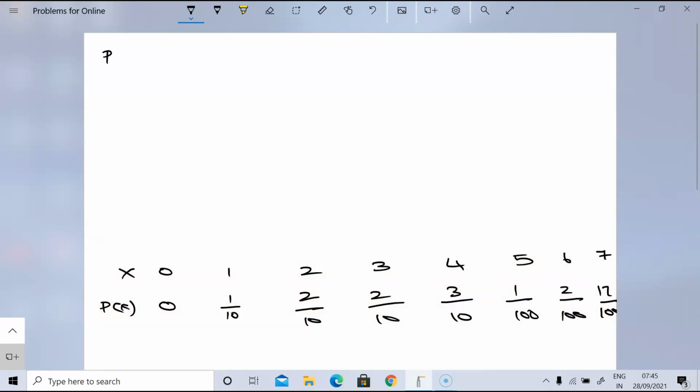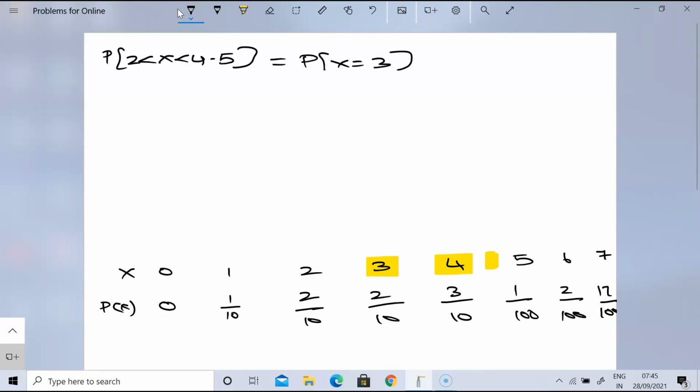First, the numerator: probability of 2 less than x less than 4.5. Now you choose all the numbers more than 2 and less than 4.5. So 3 is there, 4 is there, and 4.5 is somewhere here, so I can include 4. This is equal to probability of x equal to 3 plus probability of x equal to 4, which is 2 by 10 plus 3 by 10. It is 5 by 10. So I have found just the numerator.